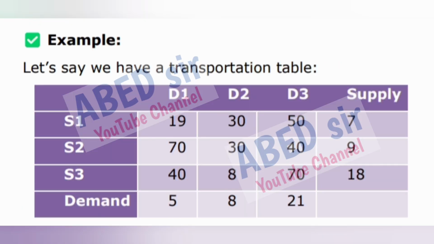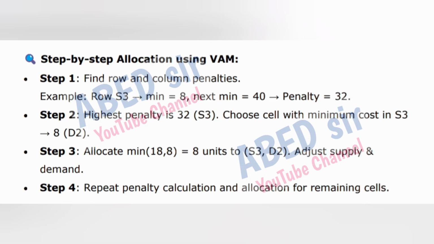Example. Let's say we have a transportation table. D1 D2 D3 supply. S1 19 30 57. S2 70 30 49. S3 48 70 18. Demand 5 8 21. Step-by-step allocation using VAM. Step 1. Find row and column penalties. Example: row S3 min is equal to 8, next min is equal to 40, penalty is equal to 32.